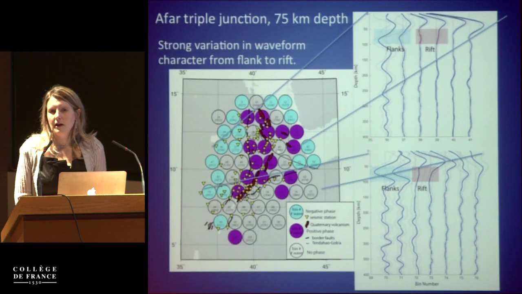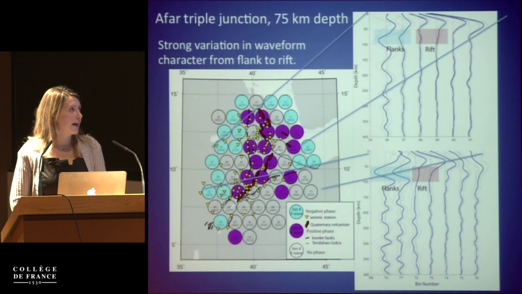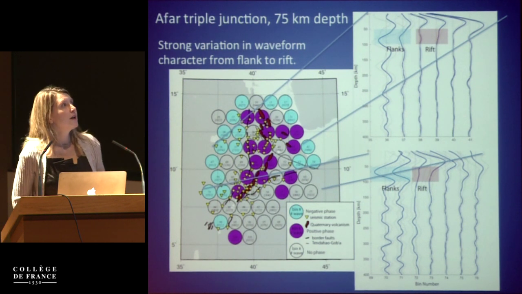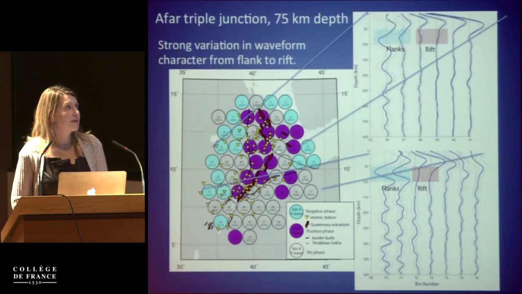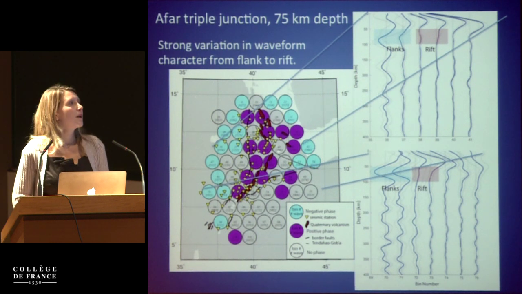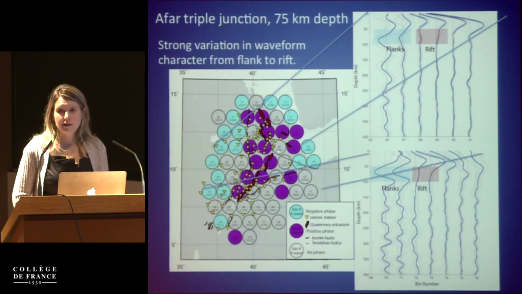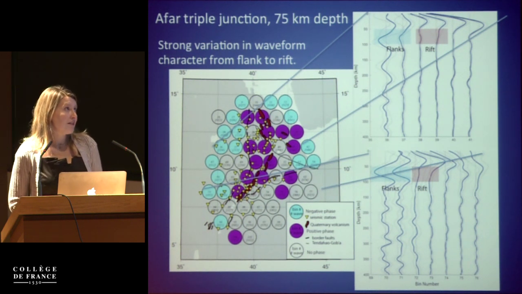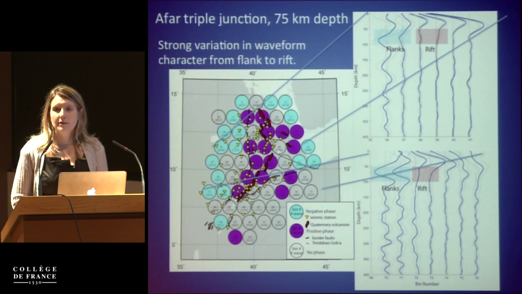So in Afar, the first thing that we saw looking at the receiver functions was that there was a huge variation in the character of these waveforms as we moved from flank to rift. And you can see that on the figures on the right-hand side. At about 75 kilometers depth, we have a strong negative phase. And beneath the rift itself, we saw no evidence of that strong phase. Instead, we saw, if anything, a very subtle positive phase at similar depths.